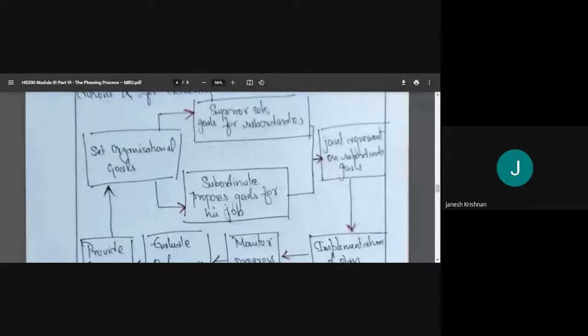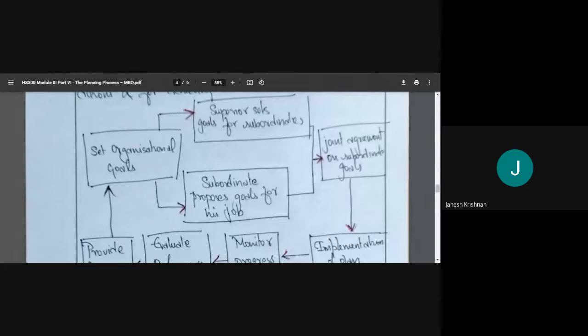Set organization goals. Once the organization goals are set, the superior sets goals for subordinates, then subordinates propose goals for their job. Okay. So the organization goal is 1,000 pens. After that has been done, what happens? The next step is the superior sets goals for subordinates, A, B, C, and D. You should produce 1,000 bodies, 1,000 caps, 1,000 refills, 1,000 assemblies. Okay, that's done by the superior.